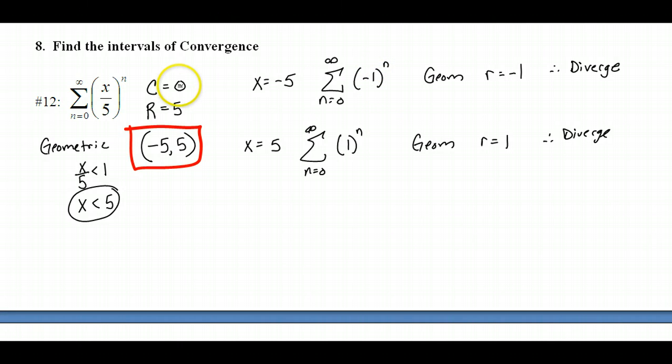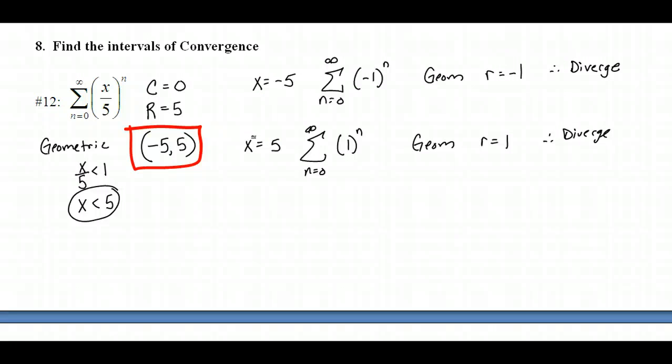So the first thing that I would do here is, number 1, figure out what your center is. Number 2, figure out what your radius is. And the ratio test works really well for doing that. Then you can set up your interval. After you've set up your interval, you have to check your endpoints. So check when x is -5, check when x is +5.